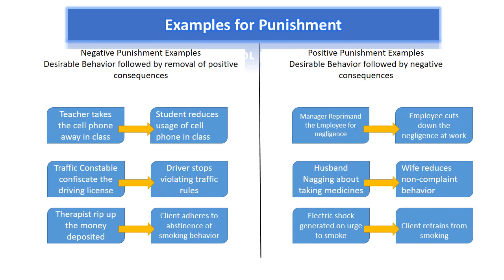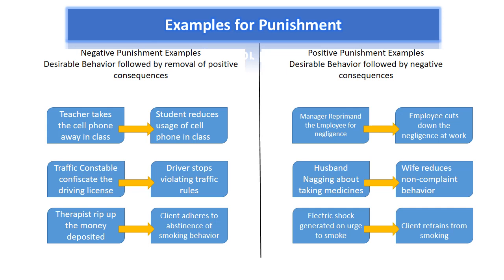Okay, so next we have examples for punishment in order to understand the concepts of negative punishment as well as positive punishment. When we talk about negative punishment, the undesirable behavior is followed by the removal of the positive consequence, that is, something that is desirable or liked by the individual. It is taken away to punish the individual so that his undesirable behavior may decrease.